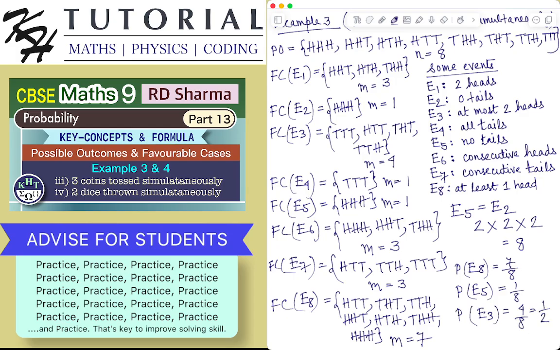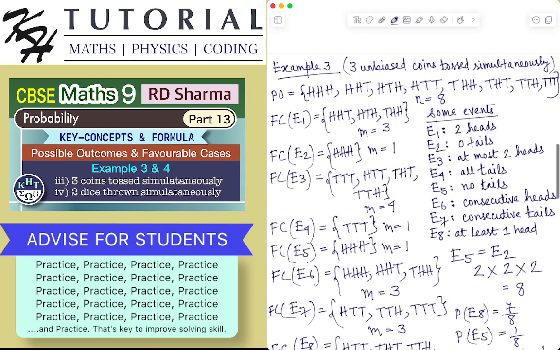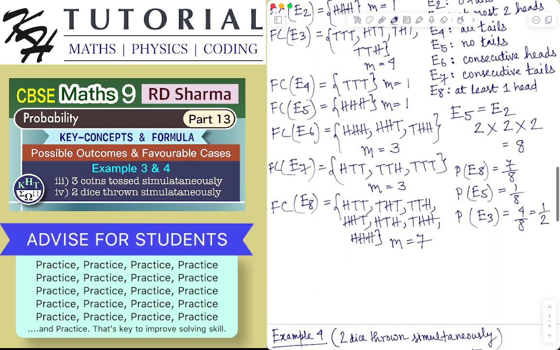In this way, once you have found all the favorable outcomes of a particular event, then you know the small m, and from the empirical formula you can easily find the probability of an event: small m divided by small n, where small n is the total number of possible outcomes of the random experiment. So this was example 3. The random experiment was 3 unbiased coins tossed simultaneously. Let's see the next example.